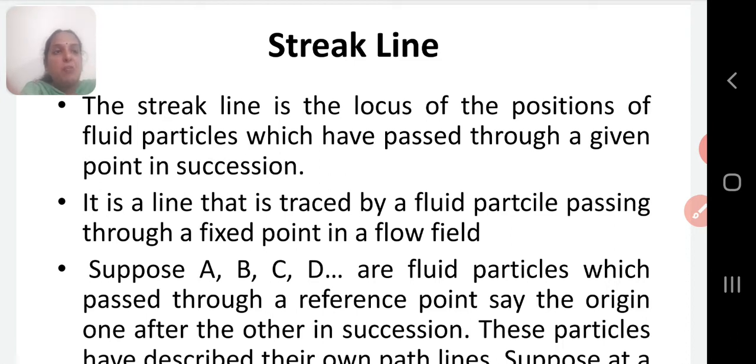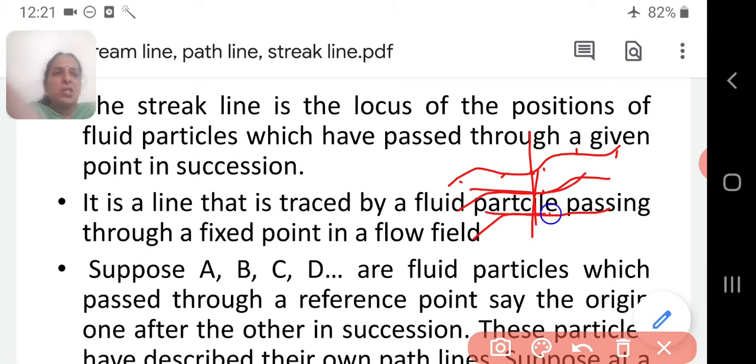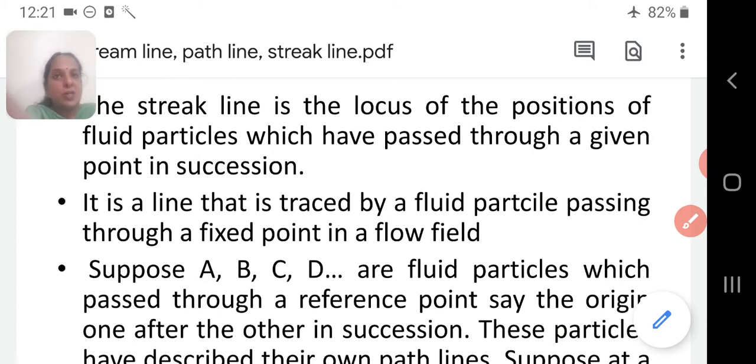In case of the path line, whenever the particle is traveling, we go behind that particle and observe it, and we get the velocity at the instant of time required. But in case of the streak line, we are not going along with the particle; instead we are staying at a point in the fluid flow. At a given point, we are going to find out the positions of the particles which have passed through that point, one after the other in succession. That is called a streak line.